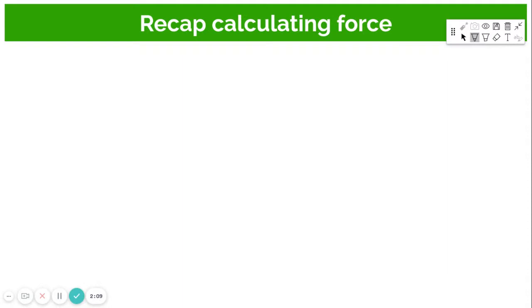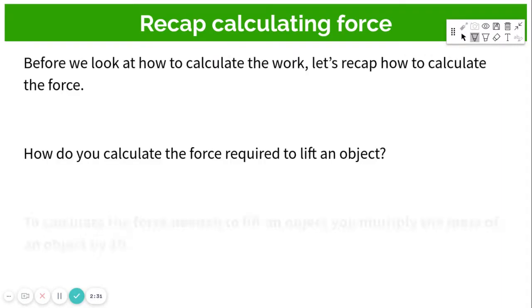But I'm recapping how to calculate force. So let's say there's a 10 kilogram box on the ground and you pick it up. You need to apply slightly more than the weight of the box. And the weight of the box in newtons is the mass, 10 kilograms, times 10, which will give you 100 newtons. So to figure out how much force you have to apply to lift it, you take 10 times 10, which is 100 newtons, and that's the force we're going to work with, okay?